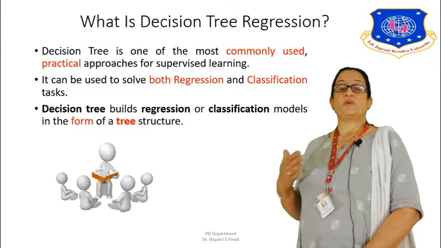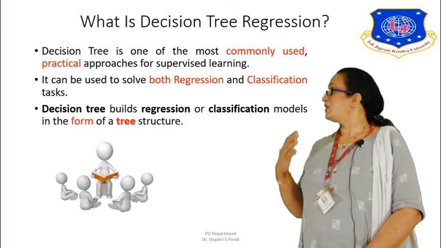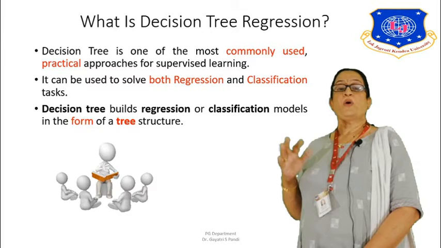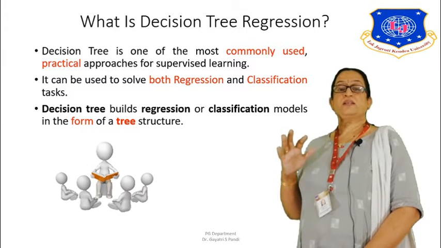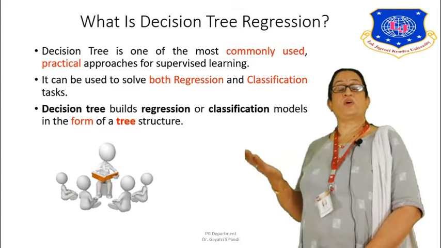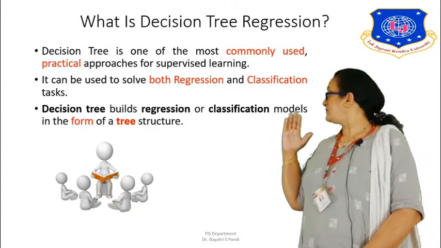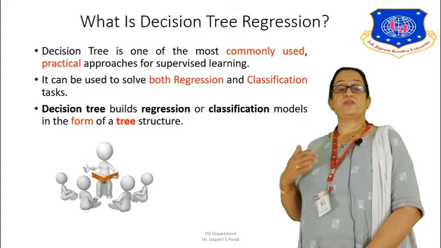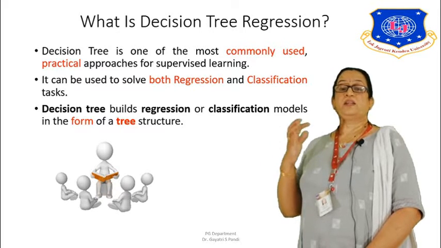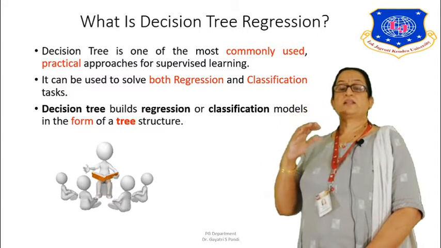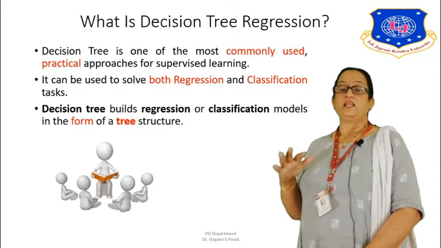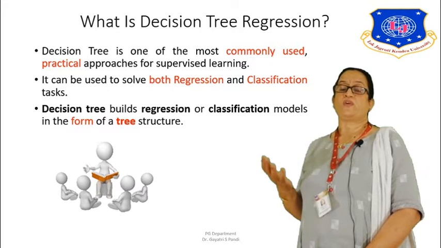So decision tree is one of the most commonly used practical approaches for supervised learning. So it is a supervised learning technique, right? Very popular in machine learning. This algorithm is popular because it has various advantages. Now it can be used both for regression and classification as specified. Decision trees build regression or classification models in the form of a tree structure. They normally have a root, right? It looks very much like an uprooted tree which has certain branches and certain leaves. So the tree is also going to be of the same form.